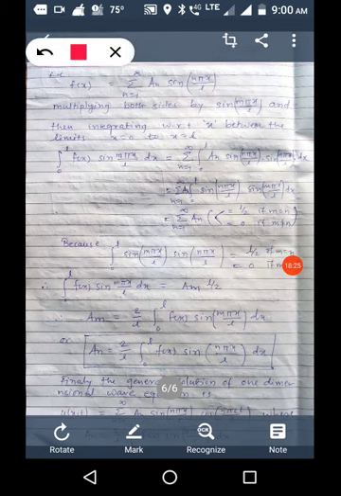L by 2. Therefore a_m is equal to, just transfer this L by 2 to the LHS and replace the sides. a_m is equal to 2 by L into integration 0 to L f(x) sin(m pi x divided by L) dx, or we may replace m by n, because m is equal to n, hence we can write a_n is equal to 2 by L integration 0 to L f(x) sin(n pi x by L) into dx.